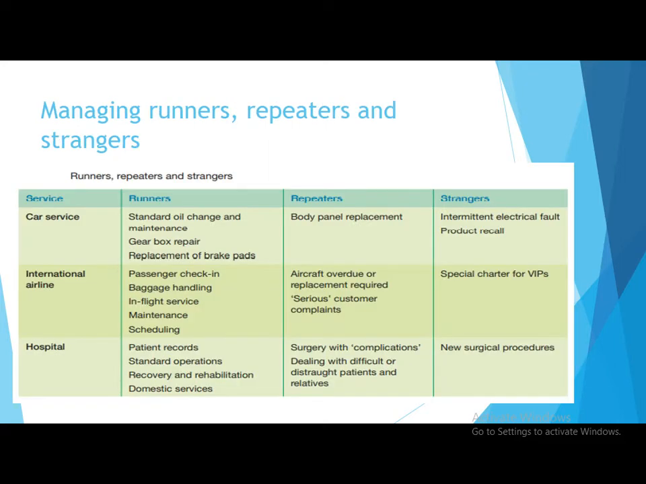Next concept is managing runners, repeaters, and strangers. Just look at this table. This table gives examples of these three types of activities in three different organizations: car service, international airline, and hospital. The problem is that all three can and sometimes do exist within the same organization, such as the car servicing shop described earlier. Importantly, the relative mix of these activities will suggest the most appropriate type of service process.